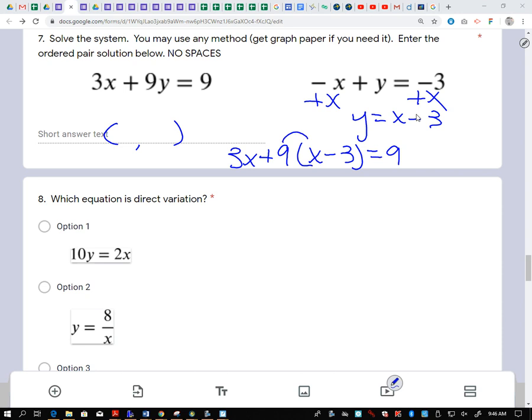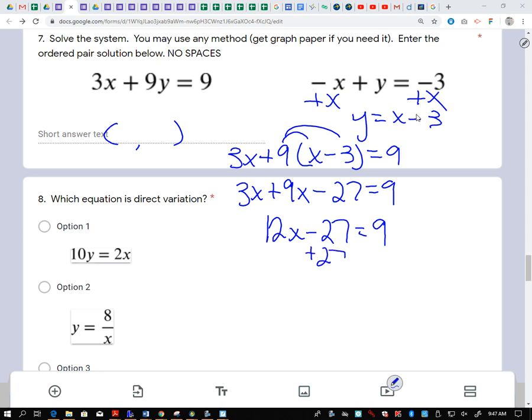Good. Distribute the 9 is what he said. So we have 3x plus what? 9x minus 27 equals 9. Now what? Add the x's. What do you get? 12x minus 27 equals 9. Now what are you going to do? Add the 27 to both sides. Okay. We got 12x equals what? Is that 36? Okay. Now what do you want to do? Divide by 12 on both sides. You get x equals what?